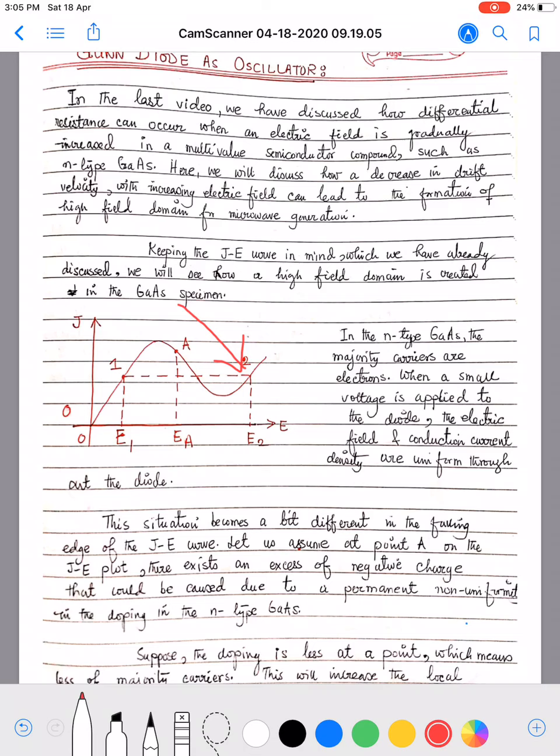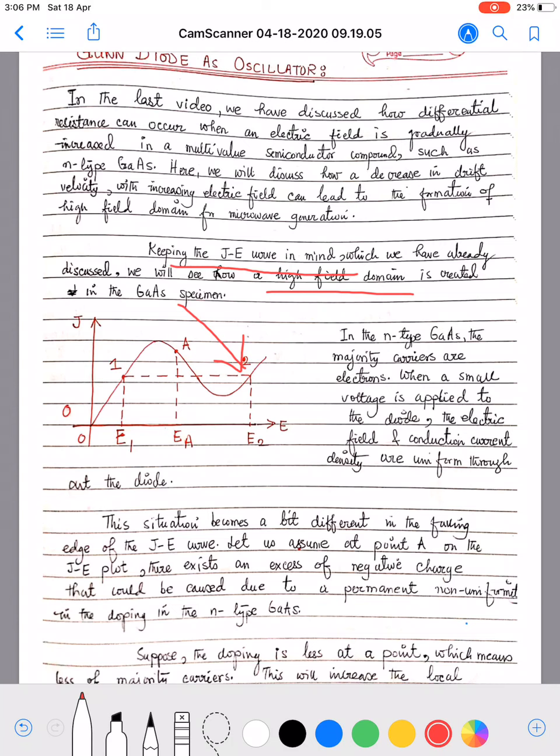So keeping the J-E curve in mind, this is the most important curve which has already been discussed in the previous video. We'll see how a high field domain is created in the gallium arsenide specimen. This high field domain acts like a pulse with a very high frequency of the order of 10 to the power 9 Hz, and in the external circuit against a load, this can work as a source of microwave oscillation.